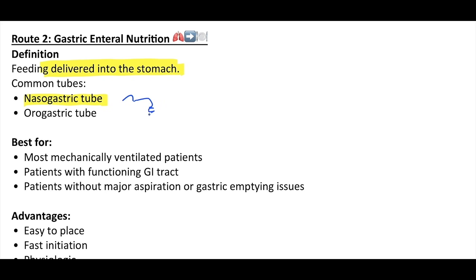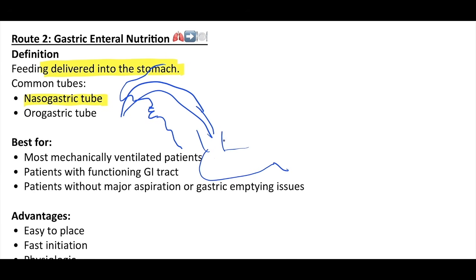I don't know why we just started doing a terrible drawing. Here's a nose, here's a face. It kind of looks like a bird. So the tube goes through the nose, into the esophagus, and down into the tummy, right? And that tube sits in the stomach. It's a naso for nose, gastric for stomach tube, a nasogastric tube, also known as an NG tube.